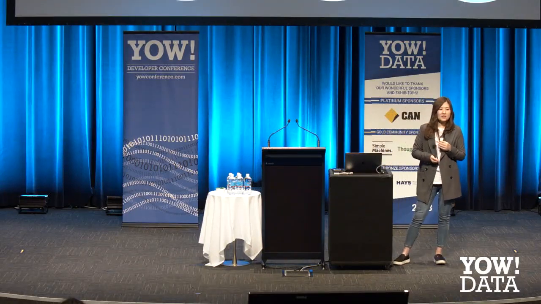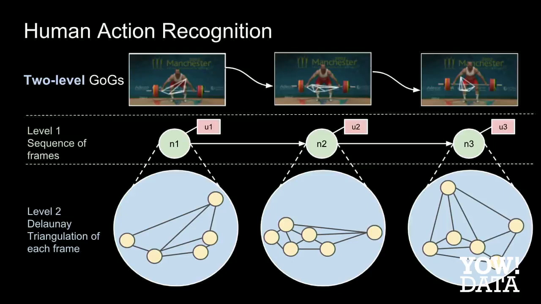And for the human action recognition task, we try to recognize human actions in unconstrained videos. We have built a sequence of graphs, so we have this two-level graph of graphs. In the second level, what we did is to extract interest points, and then based on those interest points, we built some commonly used visual descriptors, such as histogram of gradient, histogram of optical flow, motion boundary histogram, etc., to describe the interest points. And we adopted a Delaunay triangulation technique to describe the relationship between those interest points on one frame.